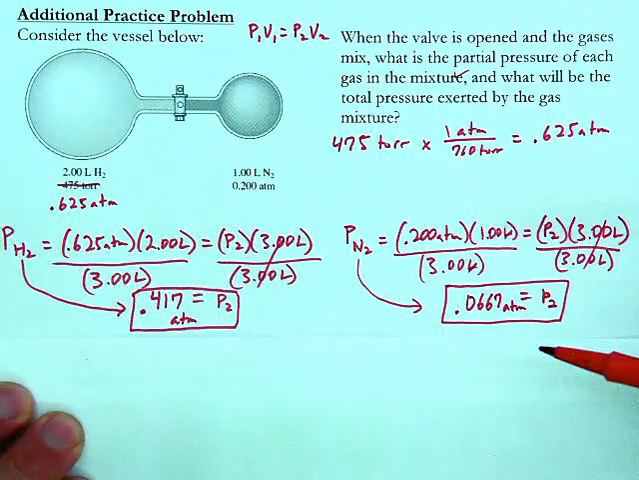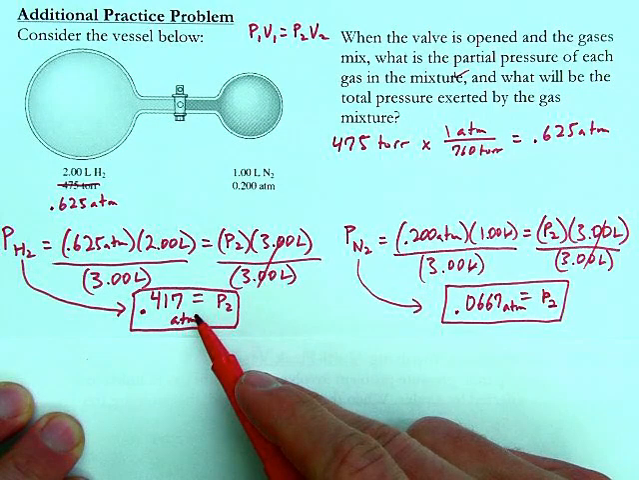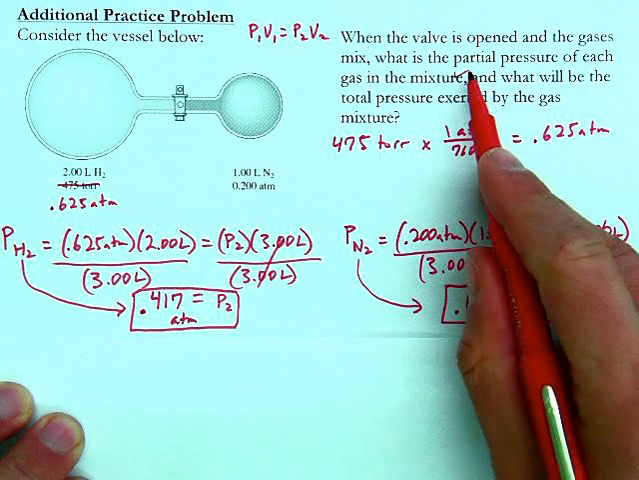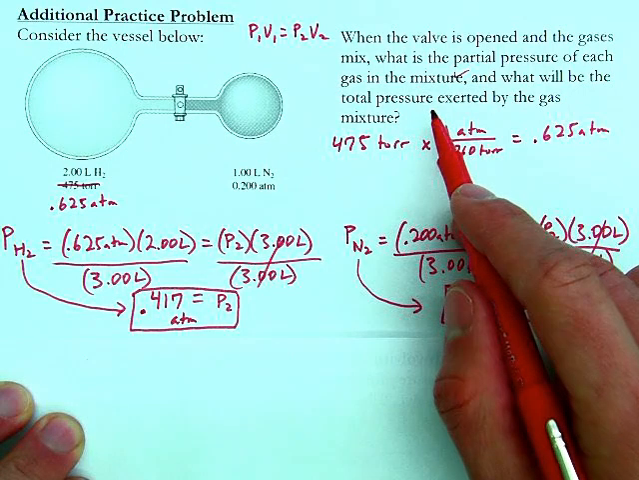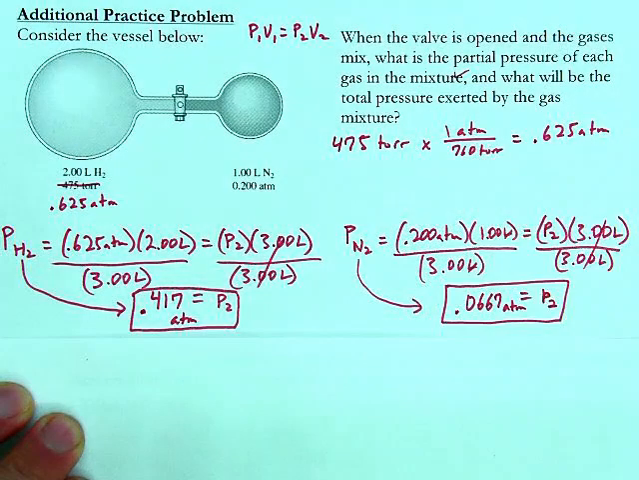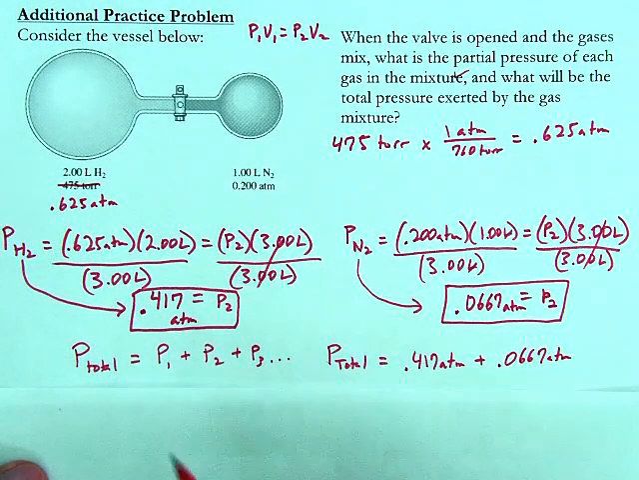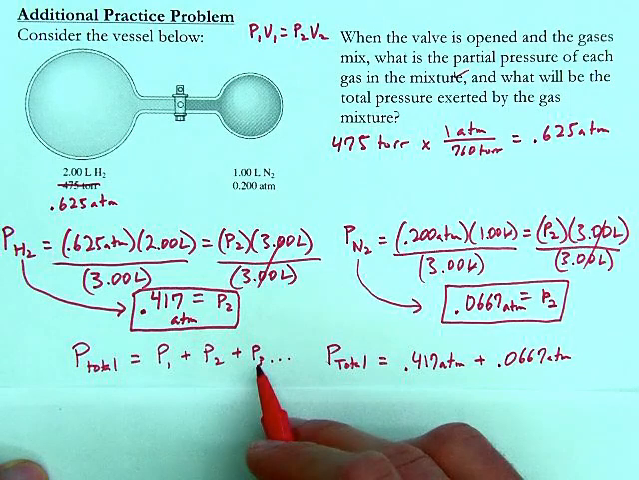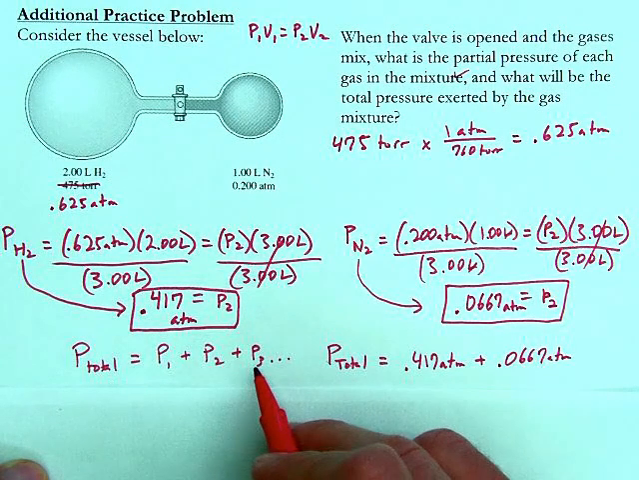So at this point, we have the partial pressure of hydrogen and the partial pressure of nitrogen, right? So we have the partial pressure of each gas in the mixture. But it asks you for what the total pressure is, okay? And the total pressure is the same as the sum of the partial pressure of each gas in the mixture, right? P total is equal to P1 plus P2 plus P3 and so on.